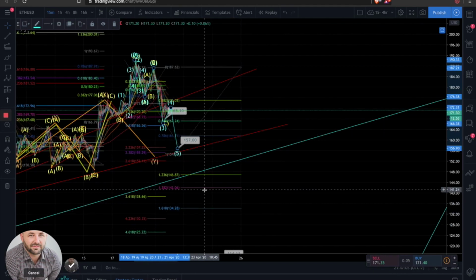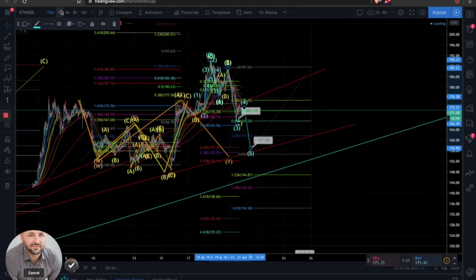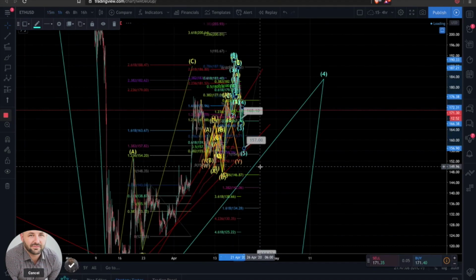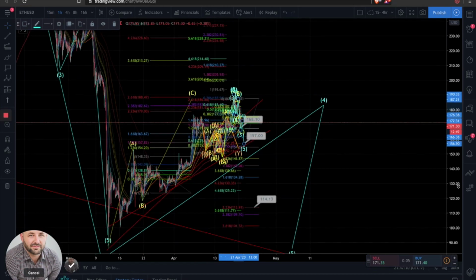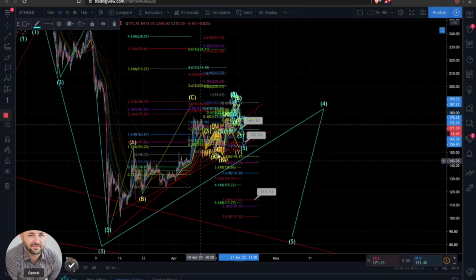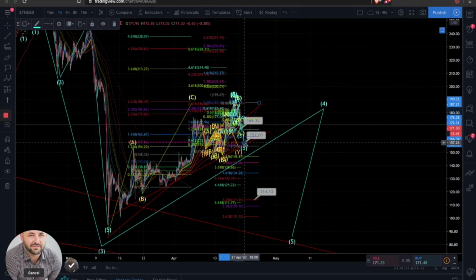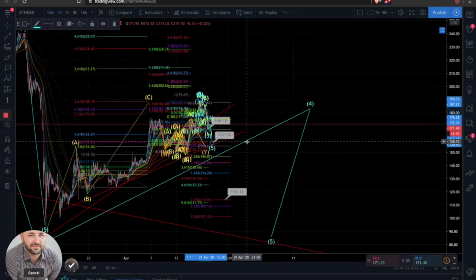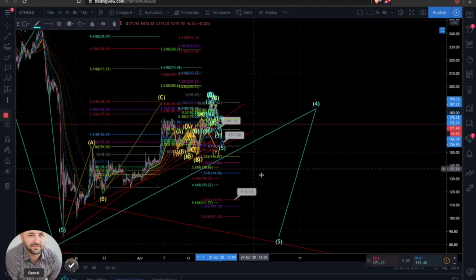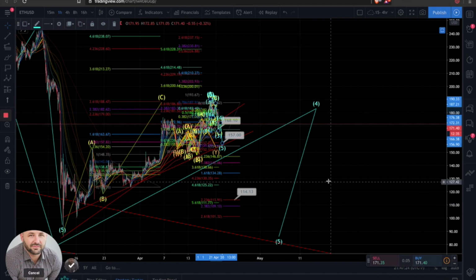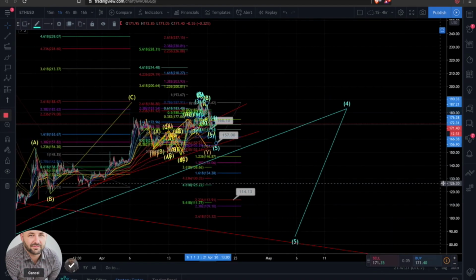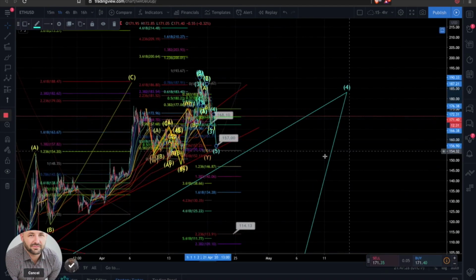Obviously, if we do hit those, we would be breaking some pretty long-term support. Because if we have this trend line right here at the 157 that has really held us up with this 45-degree angle the entire way, and if we break that, that's going to be a pretty bearish sign, and ultimately I would be looking for further moves to the downside. So that is what I'm looking for on ETH, guys.